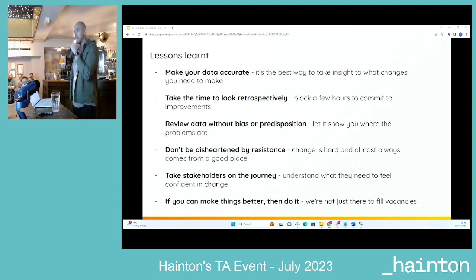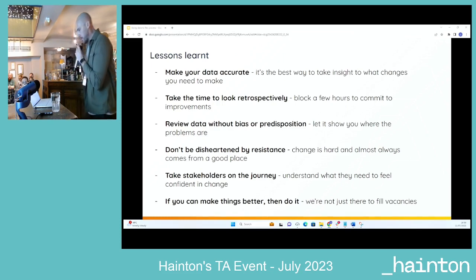You know, they might say, oh, we're hiring people, it's not broken. Well, it might be the case, but we can do things a lot better. Take them on that journey and let them understand what we need to do to feel confident in change. And lastly, I think if we see a way to make things better, then absolutely do it.